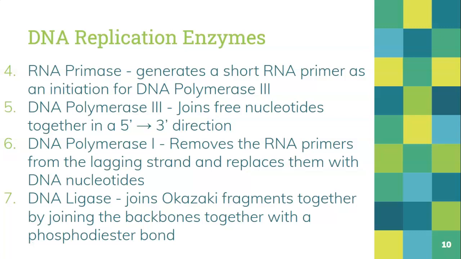Once DNA polymerase 3 comes in and puts all those nucleotides together, DNA polymerase 1 comes in and removes those RNA primers from the lagging strand and replaces them with DNA nucleotides. Yeah, I know. It's complicated. Of course it is. Why wouldn't it be? And then DNA ligase is like your final step on that lagging strand, and it joins all those Okazaki fragments together by rejoining those backbones to make it a continuous strand.